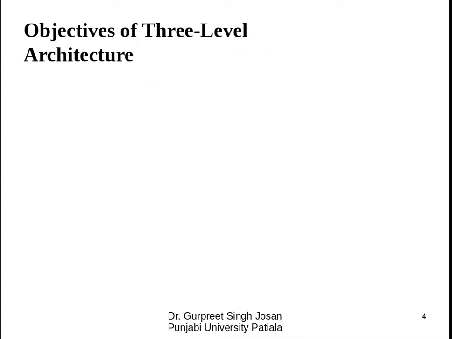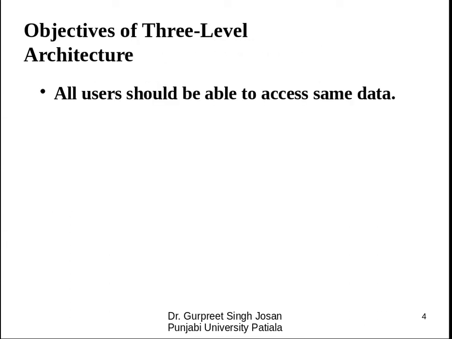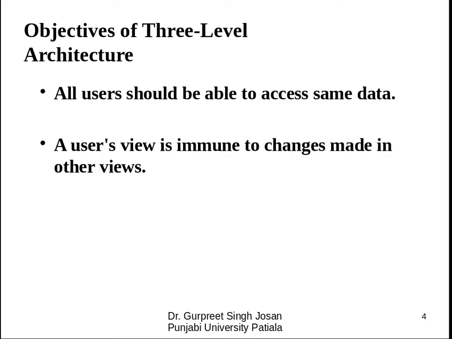So first of all, let us discuss the objectives of three-level architecture. The very first objective is all users should be able to access the same data. Second objective is a user's view should be immune to changes made in others' views. For example, if we change the view of some manager, it should not affect the view of some supervisor or some other user. So this immunity should be there. So that's why three-level architecture has been designed.